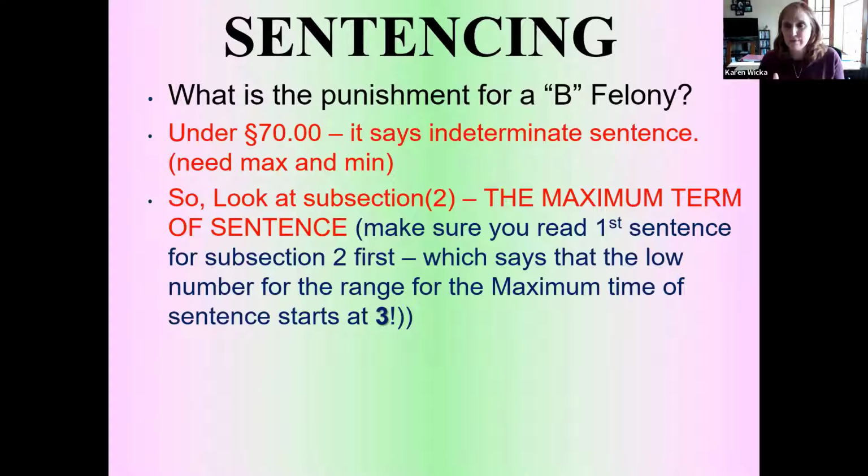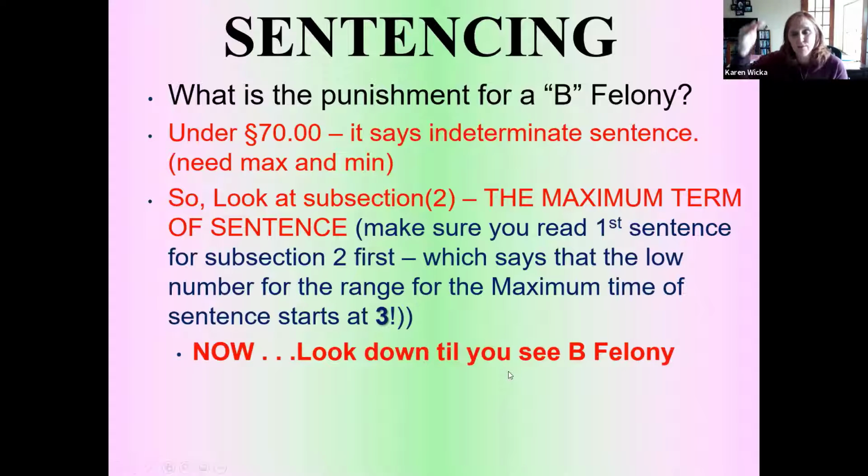We're still on maximum, but we're giving a range. So the judge has the ability to choose anything within this range for the maximum. So it's 3. So we know it's always going to start with 3. Now we go down in section 70, subsection 2, and depending on the class of crime, A, B, C, D, E, that gives us our second number for the maximum range.